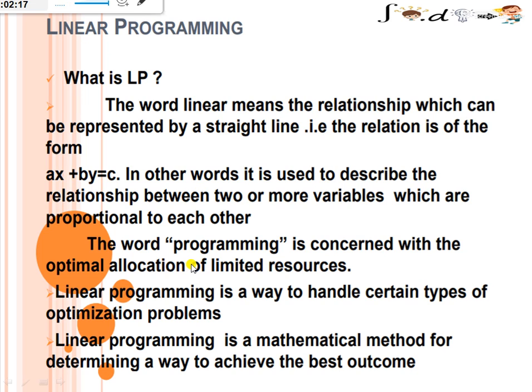Programming is concerned with the optimal allocation of the limited resources. Linear programming is a way to handle certain types of optimization problem. And linear programming is a mathematical method for determining a way to achieve the best outcome.